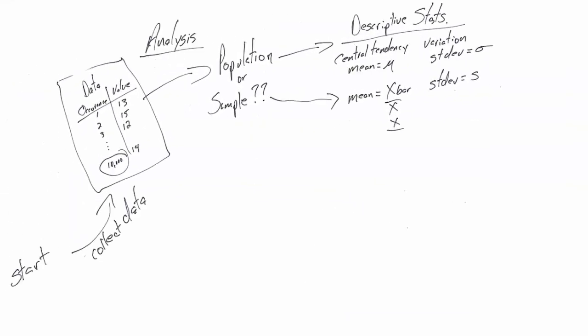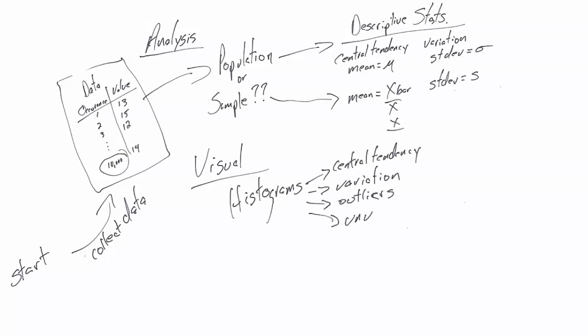In addition to calculating some of the descriptive statistics for central tendency and variation, we'll frequently want to get a visual display of that data set. I like to use histograms. Number of reasons why I like histograms. Histograms allow us to see central tendency. They allow us to see the amount of variation. They also allow us to see if there are any outliers or if there are any other unusual factors, especially around constraints that we might have to consider.